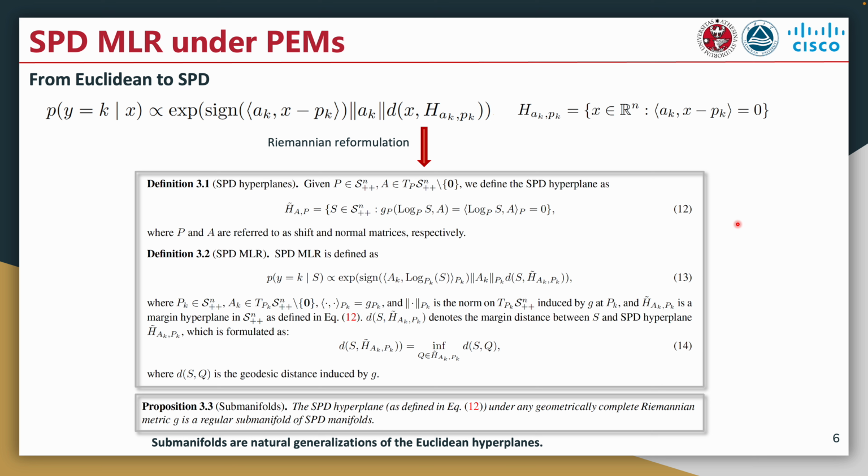We first reformulate the hyperplane and the MLR into SPD, shown in definition 3.1 and 3.2. The hardest point is to solve the distance to the hyperplane, which is an optimization problem in Eq. 14. Basically, we are solving Eq. 14 under any PEM. Before we show the solution, we also want to point out that our definition 3.1 about the SPD hyperplanes is meaningful because the SPD hyperplanes are submanifolds, and submanifolds are natural generalizations of Euclidean hyperplanes.